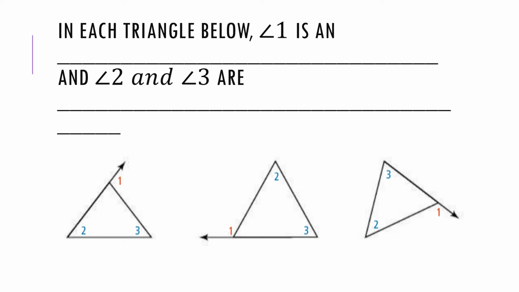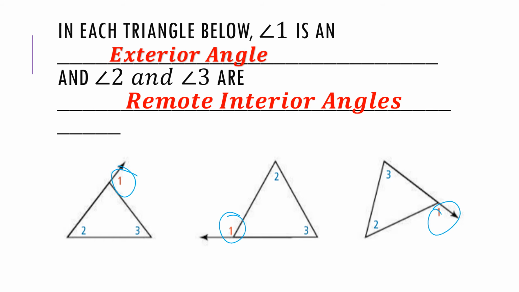In each triangle below, angle 1 is an exterior angle. It is outside of the triangle. And angle 2 and angle 3 are remote interior angles. So if you notice, the exterior angle is across from the remote interior angles. So it's not next to them, it is across from. And again, if you need to pause it, go ahead.